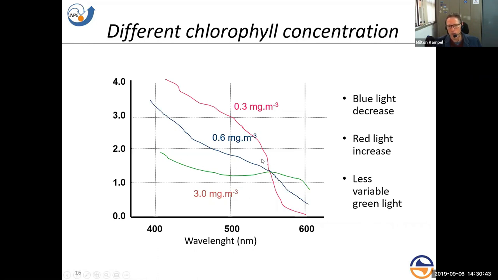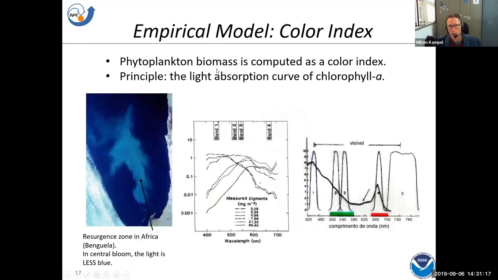So the community decided to use a ratio, an index. You can see that in the green region you don't have such correlation or variation of chlorophyll concentration against the spectral signature. So we use the blue-green ratio. As you rely on the inverse correlation of blue and chlorophyll, but not having this in the green, you are able to cancel much of the environmental interference in this approach. So the phytoplankton biomass here is computed as a color index.